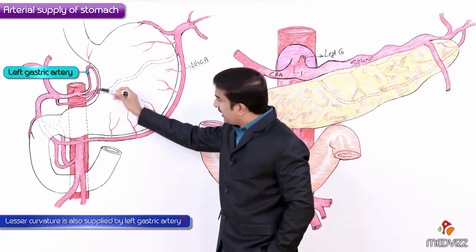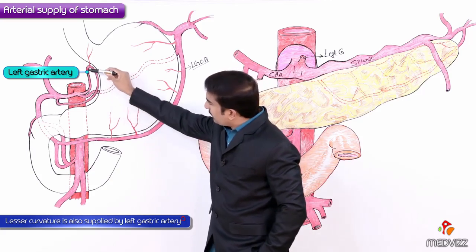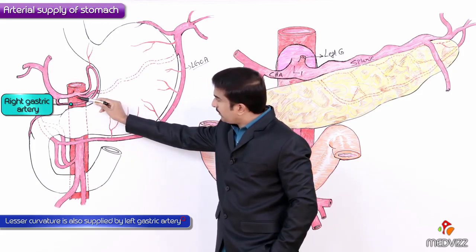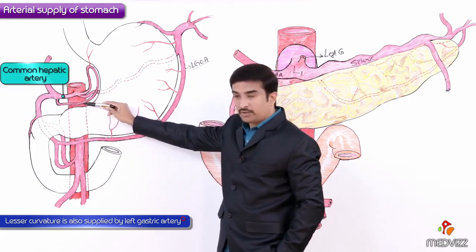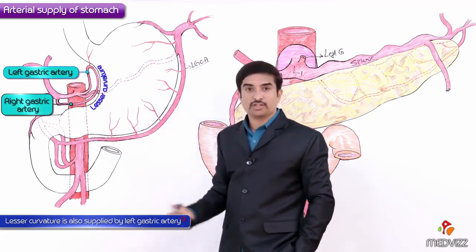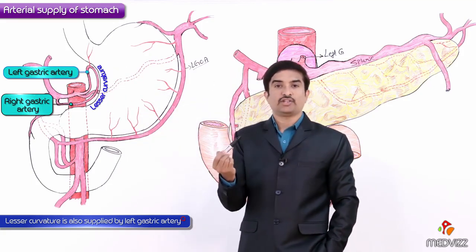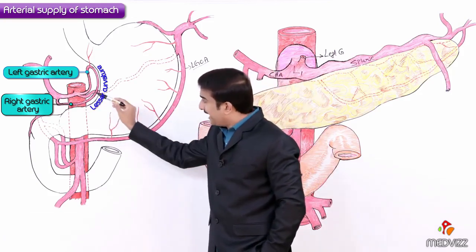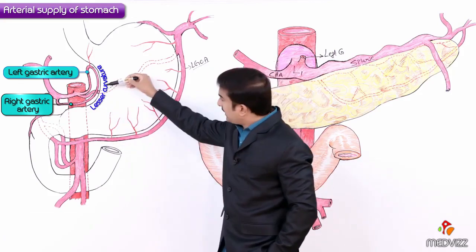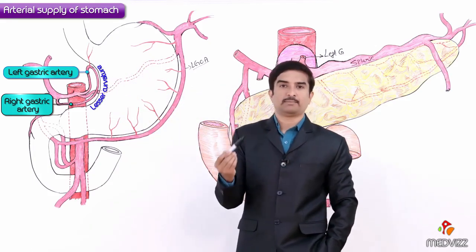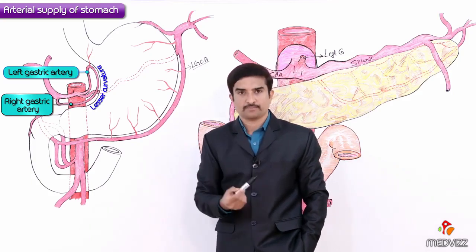So we can clearly see here the left gastric artery, which is the direct branch of the celiac trunk, and the right gastric artery, which is the branch of the common hepatic artery, are anastomosing with each other at the lesser curvature of the stomach. So the lesser curvature is supplied by the right gastric artery inferiorly and the left gastric artery superiorly. This is about the arterial supply of the lesser curvature.